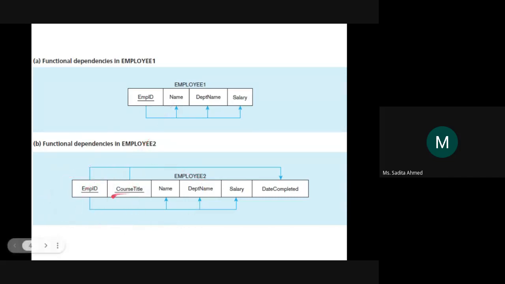Here, for example, why can we not make emp id alone the primary key? Why can't we drop course title and make only emp id the primary key? Why not? Because of date completed. Because if we were to get rid of course title, unique identification would not happen. Because when an employee completes multiple courses on certain dates, what happens then? If an employee completes multiple courses, in that case multiple rows in this table will have the same employee ID. Let's say an employee completes multiple courses.